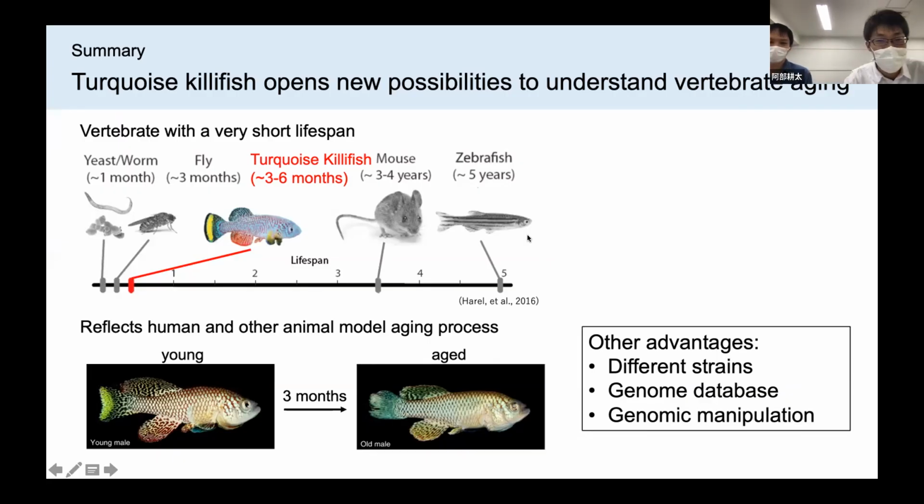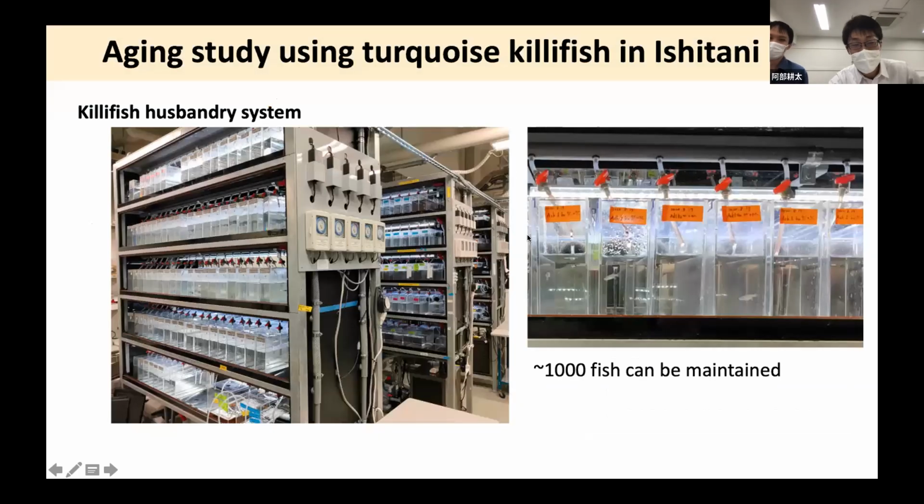Okay, thank you, Daniel. Then in the second section, I'd like to introduce the progress of aging study in our laboratory. We started the aging study about 5 years ago, and now we have established a large-scale killifish husbandry system like this. In here, about 1,000 killifish can be maintained. And this is one of the biggest killifish husbandry systems in Japan. And using this system, we've been conducting aging study of killifish.